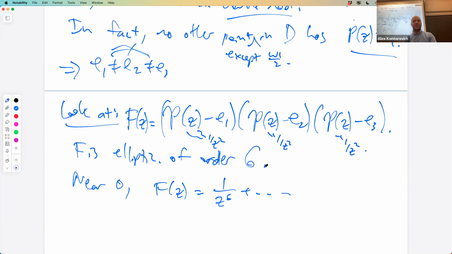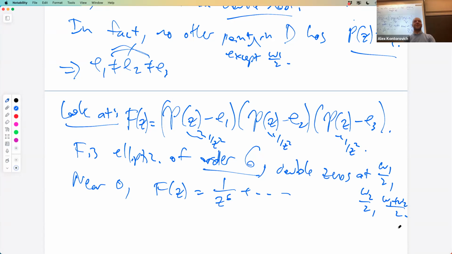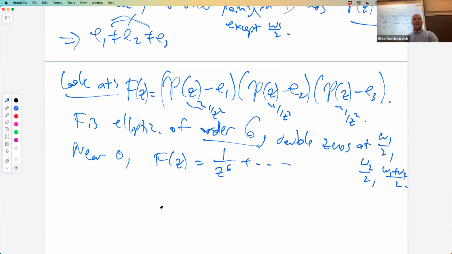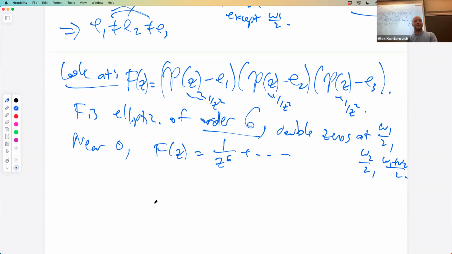Does it have 6 zeros? It's got to have 6 zeros if it has 6 poles. Where are they? We just said there are double zeros at w1 over 2 corresponding to this term. We're multiplying, so we get zeros at w1 over 2, w2 over 2, and w1 plus w2 over 2. Okay? I know another function of order 6.